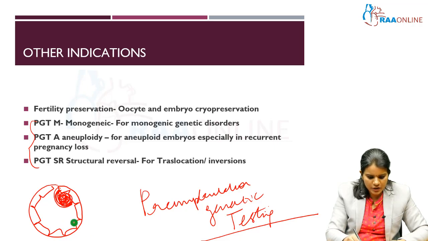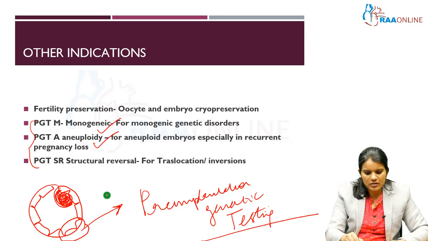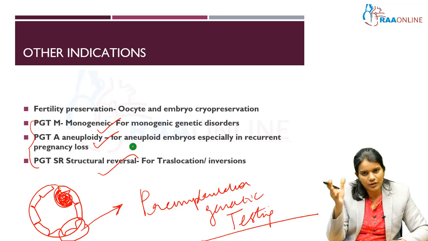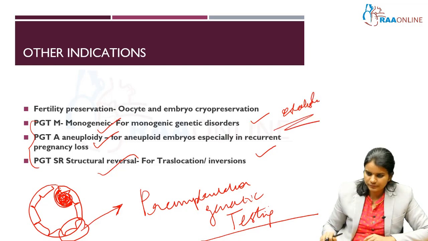Okay, biopsy of these 2 to 3 cells: what will happen is you can actually take them out and see whether they have any genetic problems or not. If you are targeting a gene, it will come under monogenic disorder. If you are not targeting anything, it will come under aneuploidy, and you can also see for any structural reversal, again for translocations or inversions. These two are done for already established genetic problems, and A is done for aneuploidy.